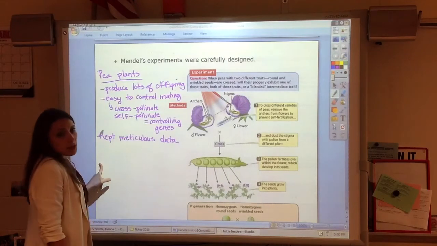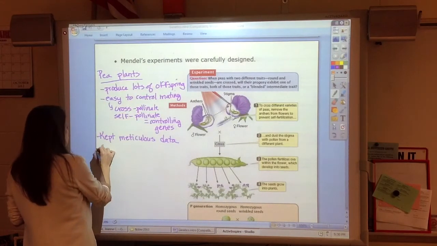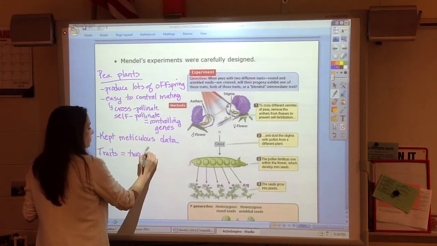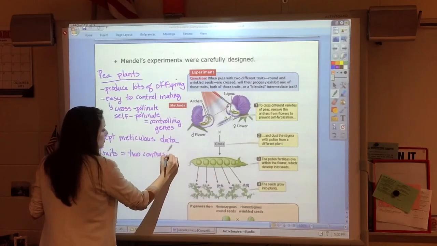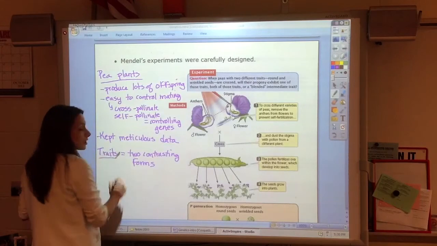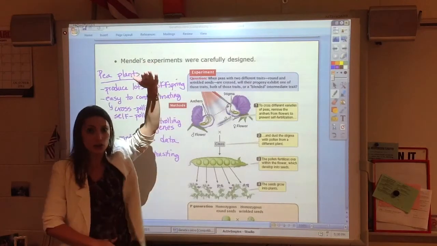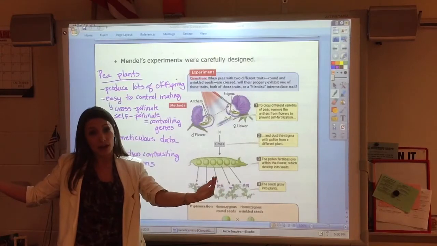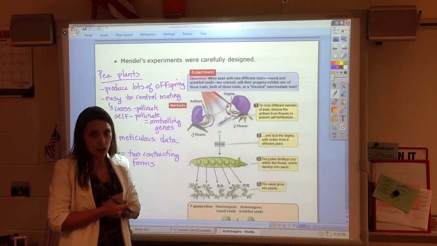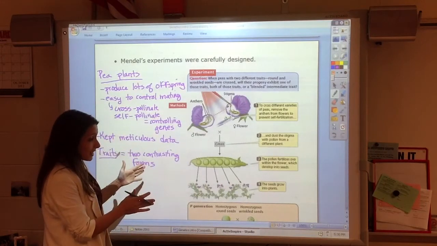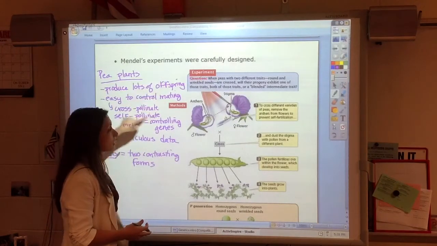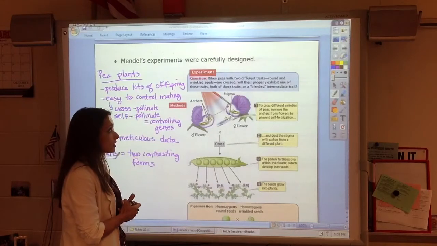A final reason that pea plants were really effective to study is that their traits come in two contrasting forms. And we're going to look at those forms in just a second. But this is really important. In humans, there's not just tall and short. There's a wide range of height. And so that wasn't really clearly understood about why there was that large range in height. In studying pea plants, their traits really only come in two forms. And so that's why these experiments were really, really carefully designed.